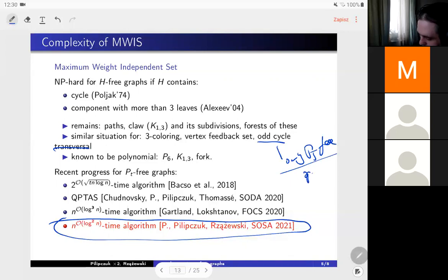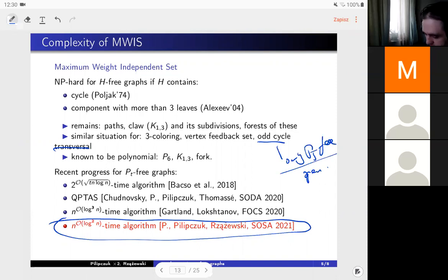Thanks for the remarks, and sorry for this confusion. The P5-free should really disappear from the slide. Only P5-free is open here, so it's not really fitting the scheme. So okay, forget about odd cycle transversal.